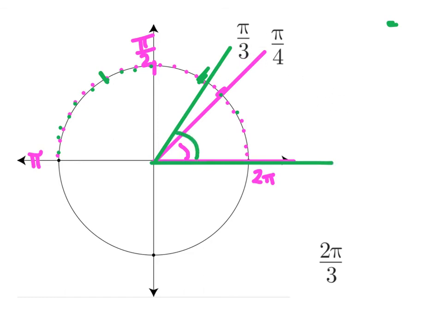For 2 pi over 3, well, that would be 2 of the pi over 3's. So again, start with our initial side on the positive x-axis. And instead of that 1/3, we want to go over here to 2 of those thirds. So this would be our 2 pi over 3 angle measure.